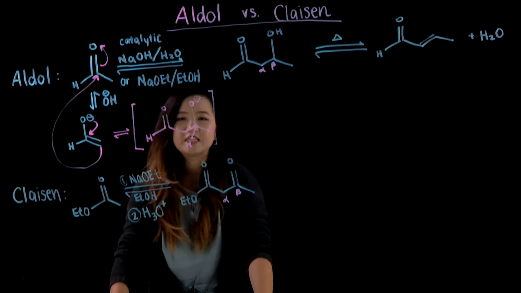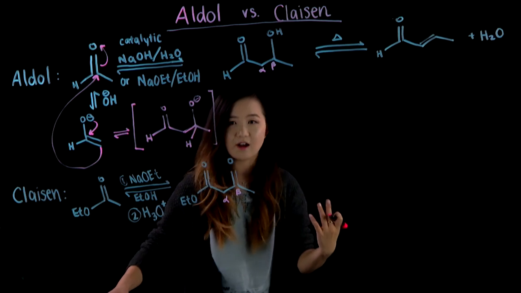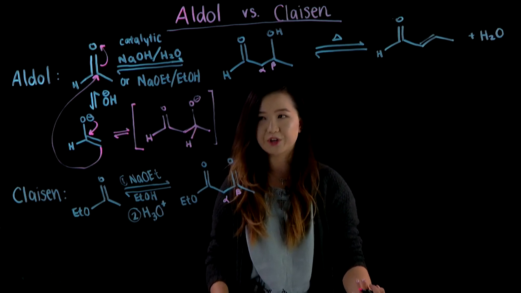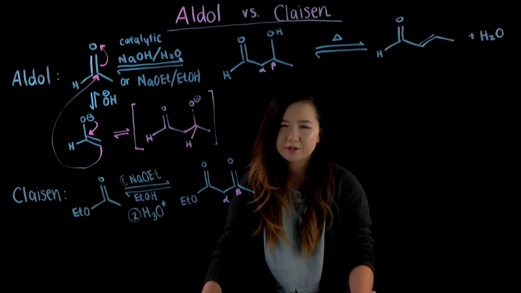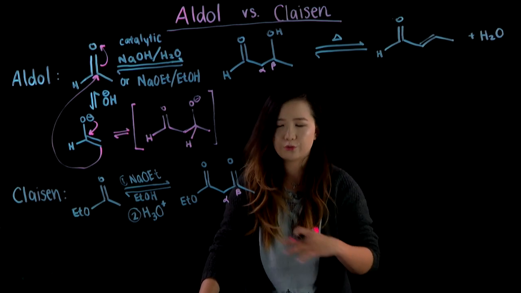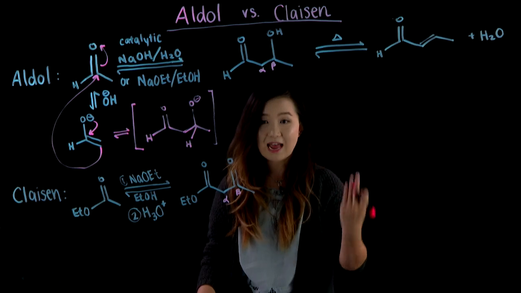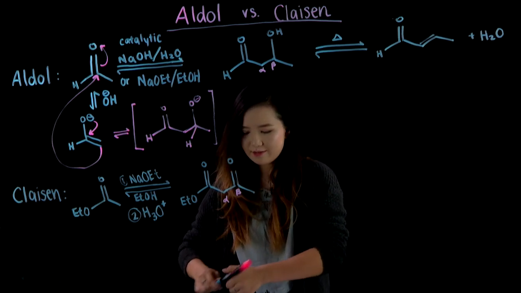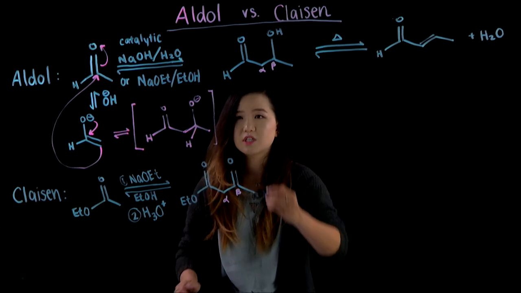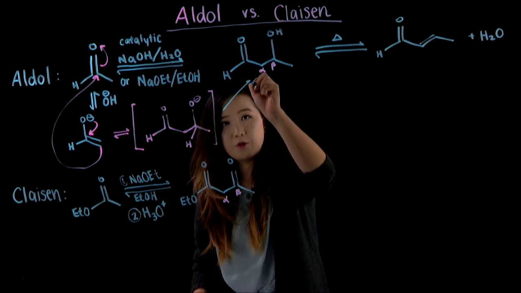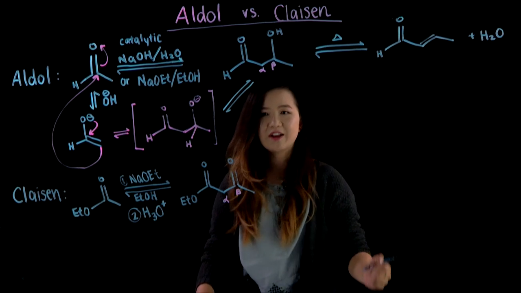Now, this intermediate is another good indicator of what reaction you're working with. So if you're not really sure about the starting material, and you go through the mechanism and end up at this intermediate, then you'll know that this is an aldol reaction. Now then, this intermediate can pick up a proton and form my final product.